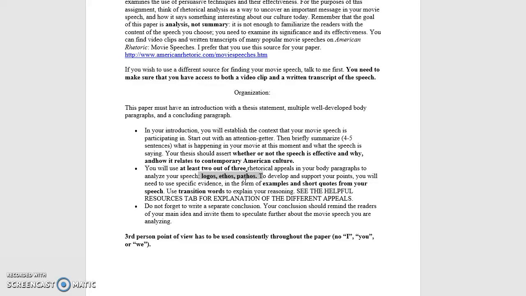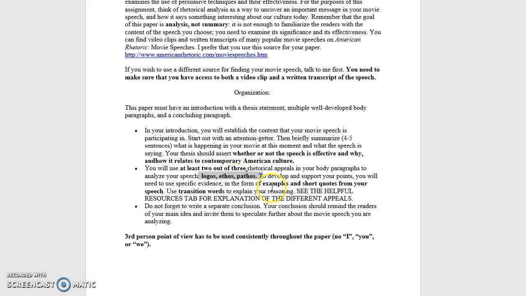For instance, repetition, if the speaker repeats the same thing over and over. Is it the tone of voice that the speaker uses? Is it a comparison that the speaker uses? So, there's several different strategies people can use when they're arguing a point. And you can choose two of these appeals to discuss and then your own strategy that you see present, or you can write about all three appeals and use those as your body paragraphs.